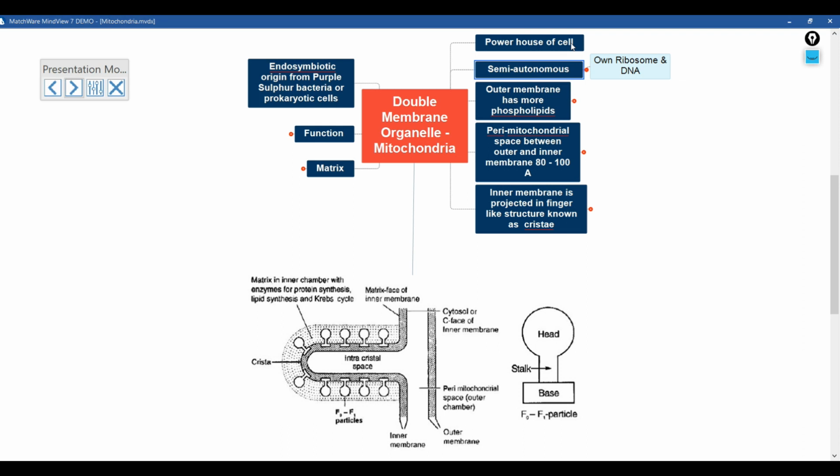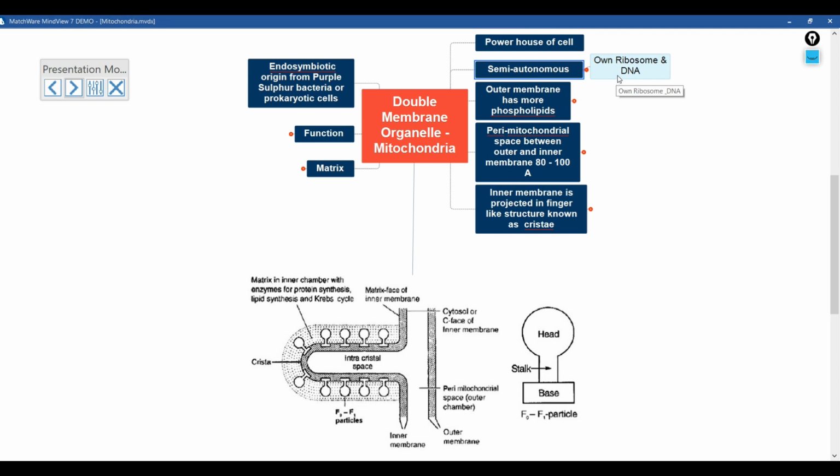And these are semi-autonomous organelles. And why are we calling them semi-autonomous? Because they have their own ribosome and own DNA, right? And since they have their own ribosome and own DNA, they can form their own protein, right? So that's why we are calling them semi-autonomous, and they have a role in cytoplasmic inheritance as well.